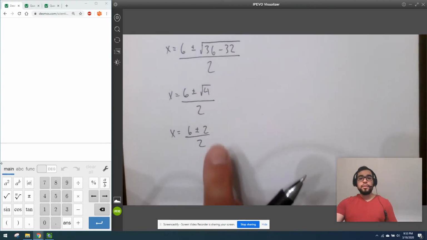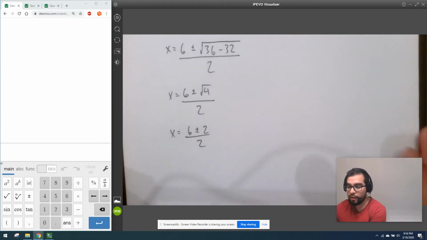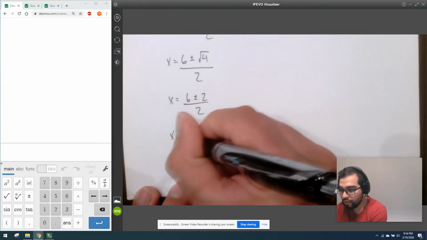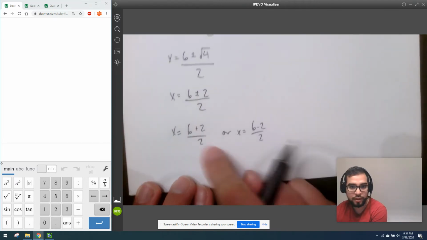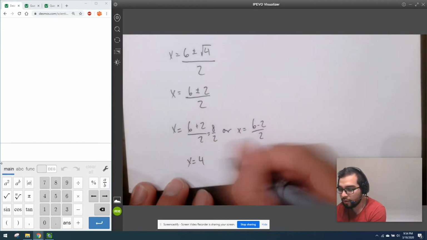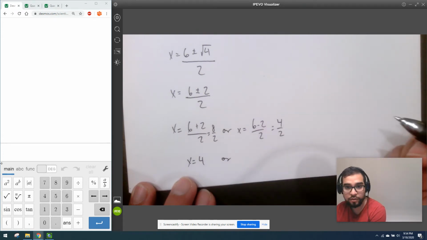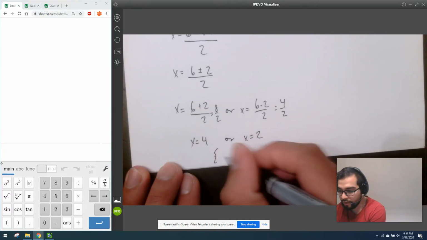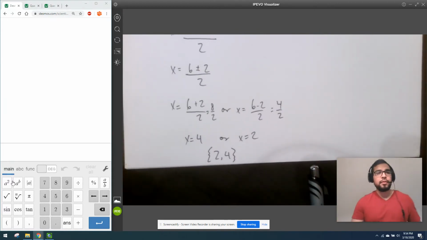So now we have to take into account both operations, addition and subtraction. In other words, x is equal to 6 plus 2 over 2, or x is equal to 6 minus 2 over 2. Here, this is 8 over 2, so x equals 4, or this one right here is 4 over 2, which is equal to 2. Solution set: 2, 4.